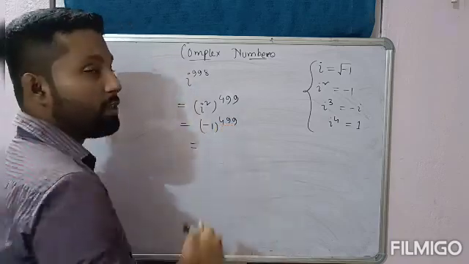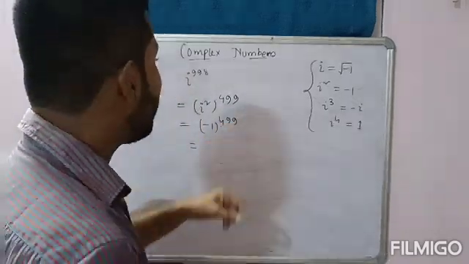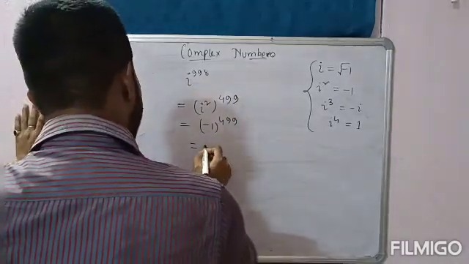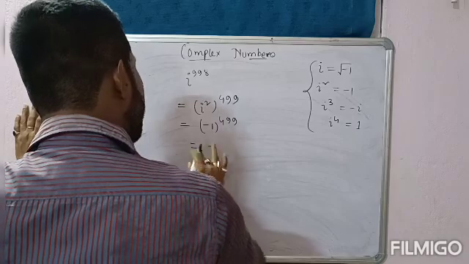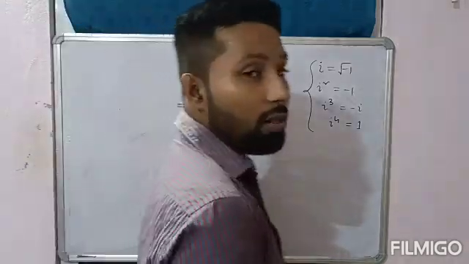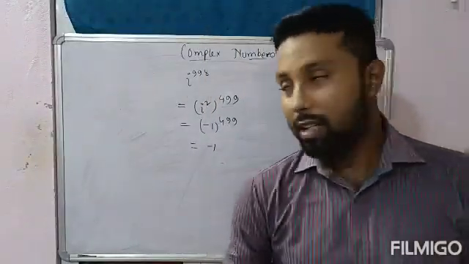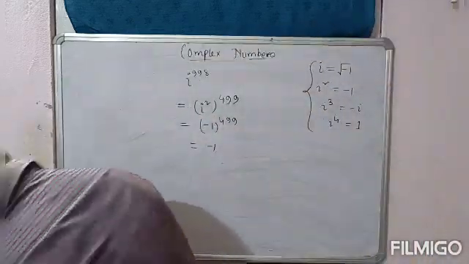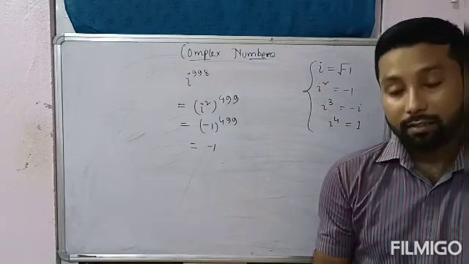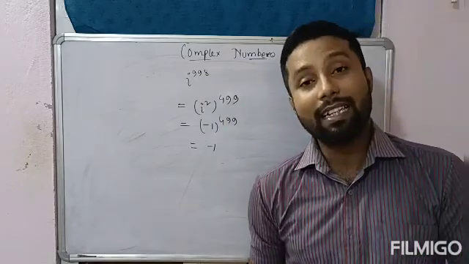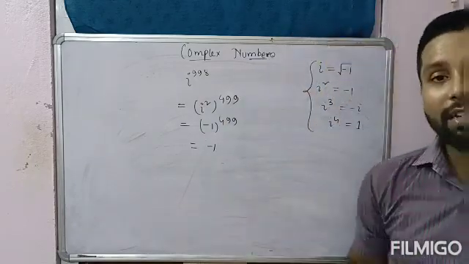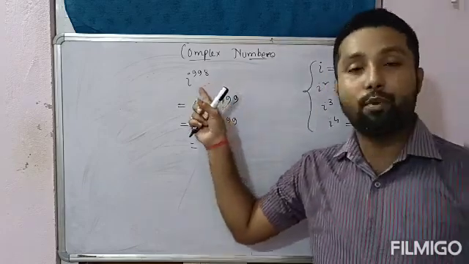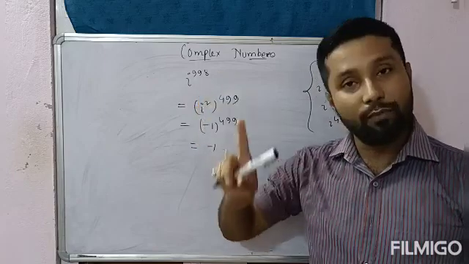What will be the value of -1 to the power 499? 499 is an odd number. So since 499 is an odd number, the value is -1 only, because the power is odd. So the sign will not change, the negative sign remains. So the value of i to the power 998 is -1. Alright, so if the power is even then you can divide the exponent either by 2 or by 4.